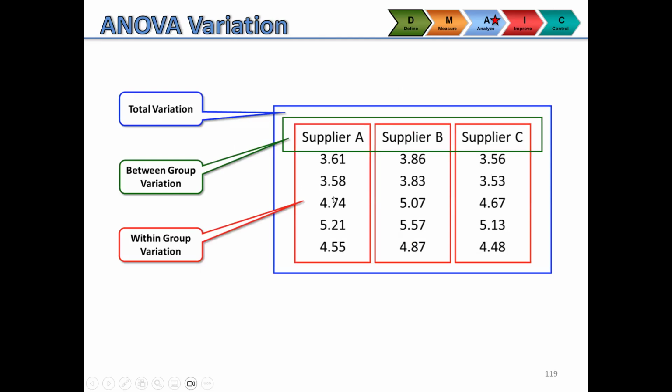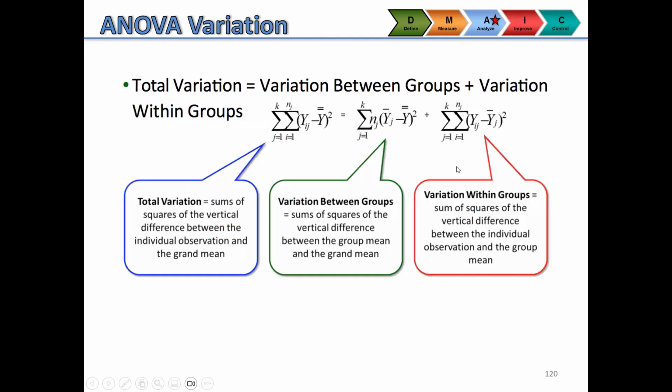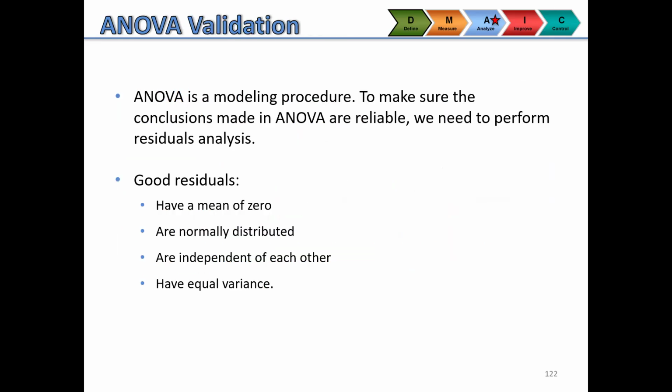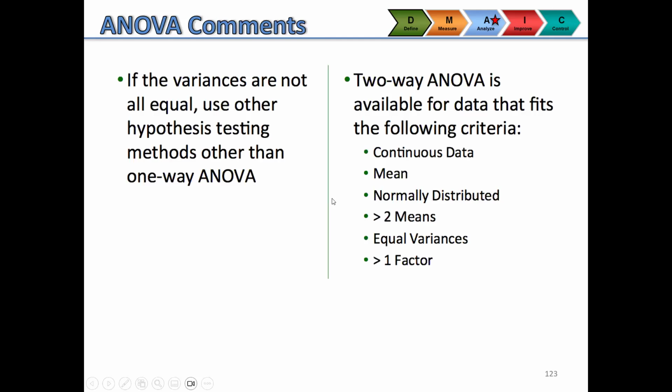And the same exact thing we just did. There's the formulas, a lot of sum of squares. That was all the math that I did. Yep, this is exactly what I did longhand. But the modeling procedure, to make sure the conclusions made in ANOVA are reliable, we need to perform residuals analysis, which we're going to cover in the improve phase. We'll get into residuals, not to worry about it now.